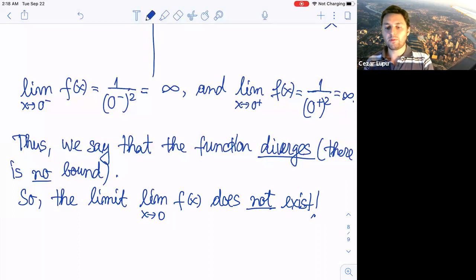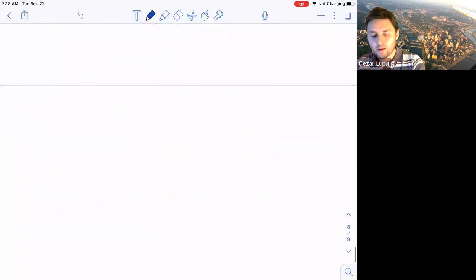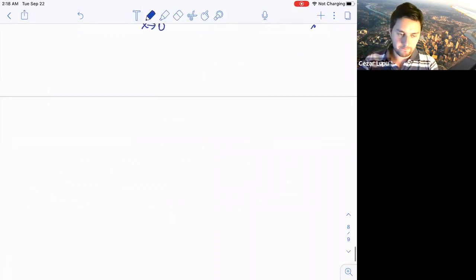So it's important to remember that infinity is not quite a number. It's more like a symbol which represents the unrestricted growth in the magnitude of the function. That's how we should understand this. All right, now let's see another example.